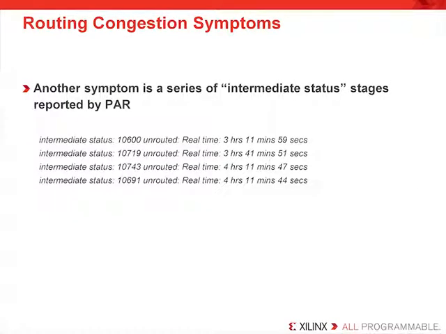Likewise, another symptom of routing congestion is a series of intermediate status stages reported by PAR, and in this case you see a large number of unrouted nets each time, and of course a lengthy implementation time. And as the tools keep trying, you'll note the implementation time does not get faster, and that number of unrouted nets still stays very large.